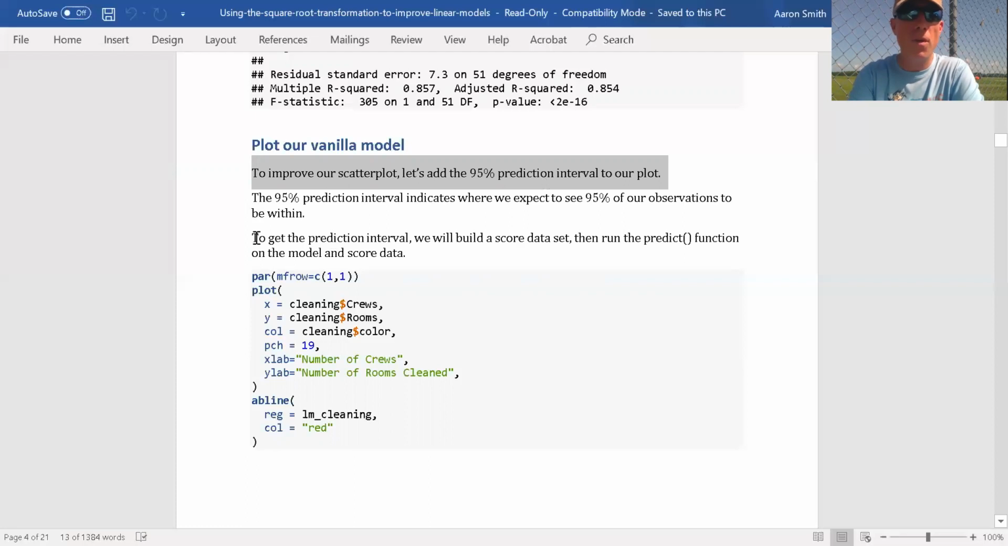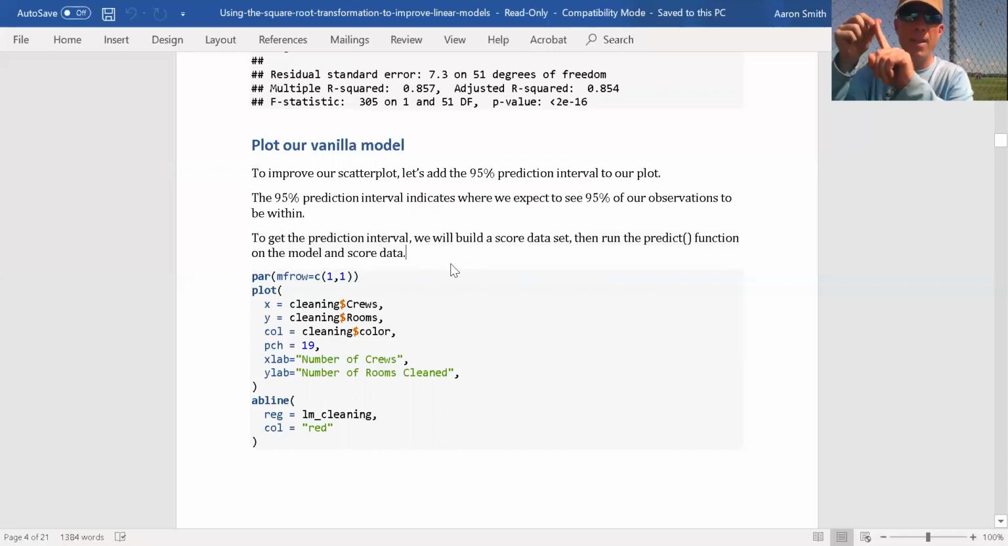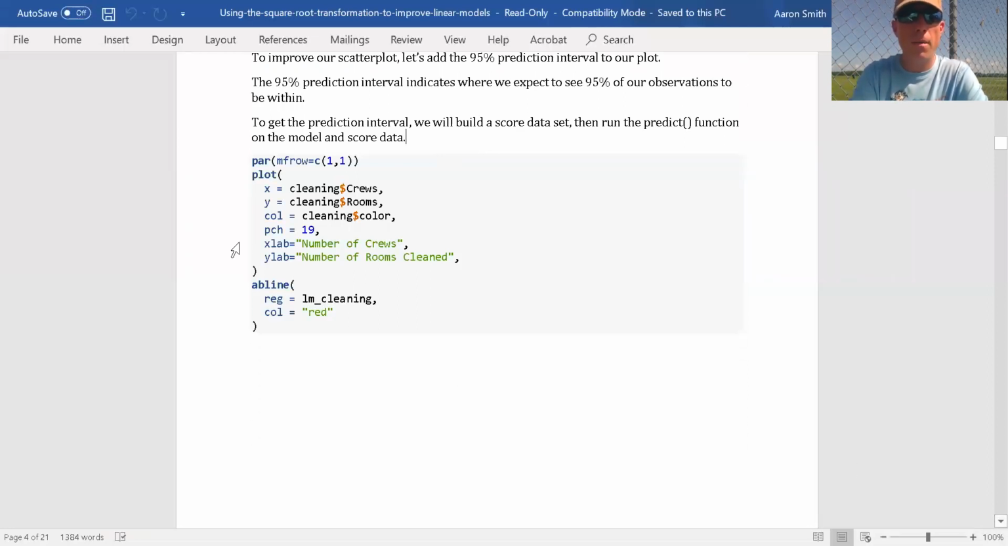To be able to do this, I'm going to need to use the predict function, and I'm going to go ahead and build a score data set. Remember, the training data is the data I build the model on. The score data is the data that I make predictions on. So that is the data that I haven't seen yet, or where the number of rooms is not known. This part is the same as we've been doing before. This code is being repeated because I'm doing this in R Markdown. If I was doing this at work, I would not be repeating this part of the code.